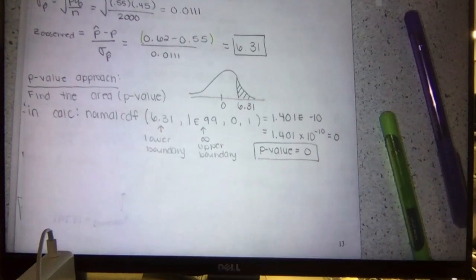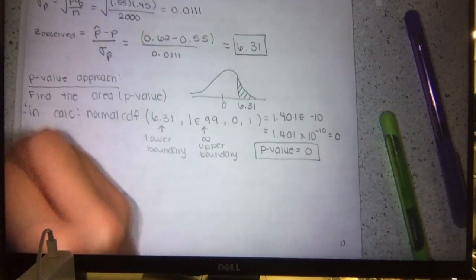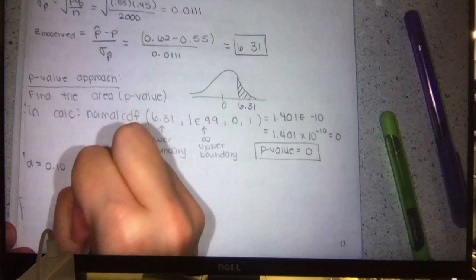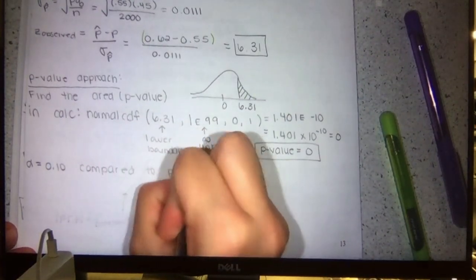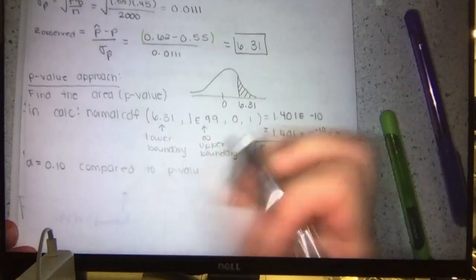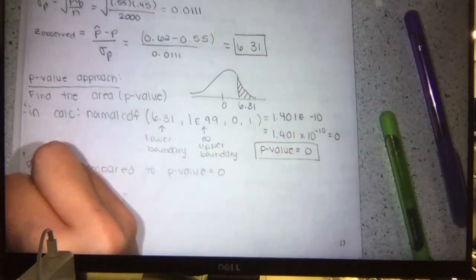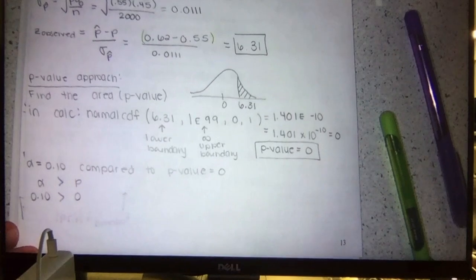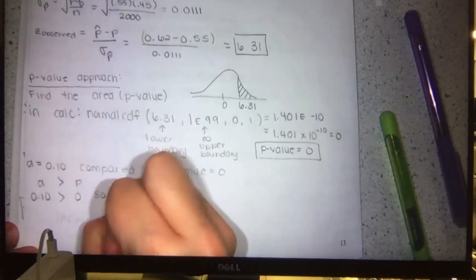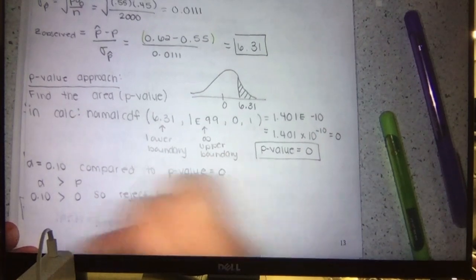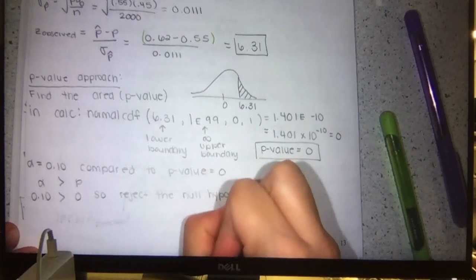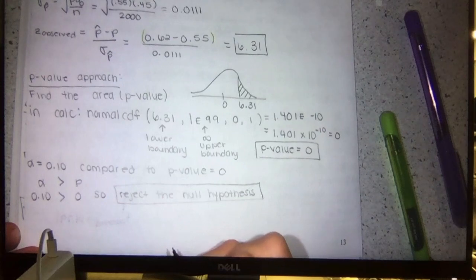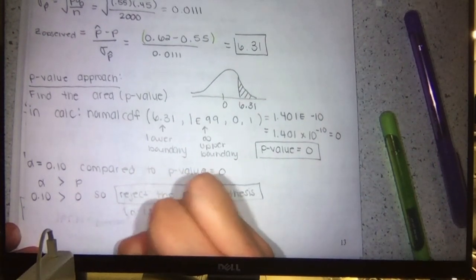Just like we did earlier, we can take our alpha, which is 0.10, and compare it to our p-value, which is 0. So alpha 0.10, p is 0. Our alpha is going to be larger, so that means we are going to reject the null hypothesis, since our p-value is smaller than alpha.